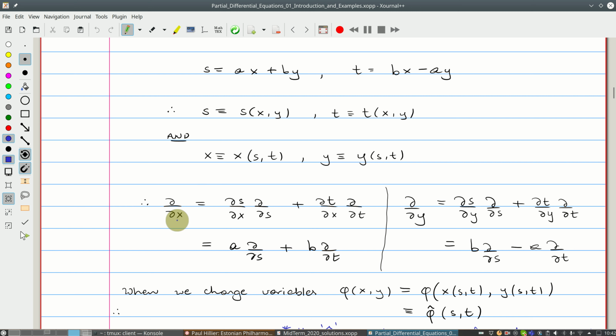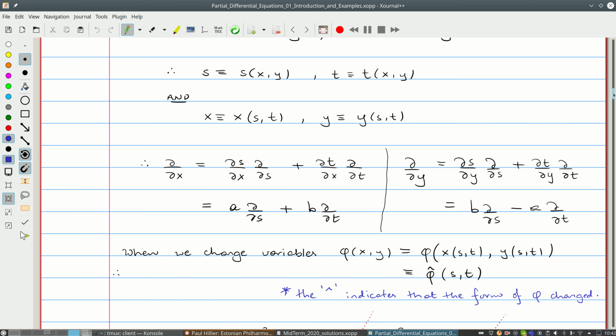The partial with respect to x is, since s and t are functions of x, the partial of s with respect to x times the partial with respect to s, plus the partial of t with respect to x times the partial with respect to t. And if you look at the expression here for s, we get a times the partial with respect to s plus b times the partial with respect to t. Likewise for y, this is given by b times the partial with respect to s minus a times the partial with respect to t. Now if you're unsure about the chain rule, it's the basic chain rule from differentiation. Please just look it over and make sure you followed what's happened here.